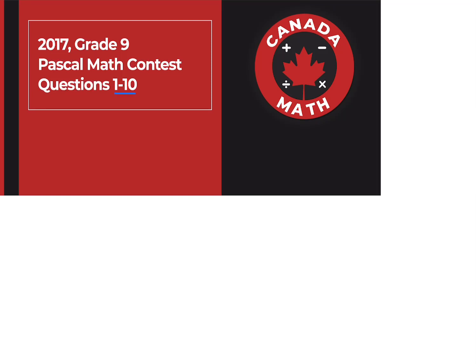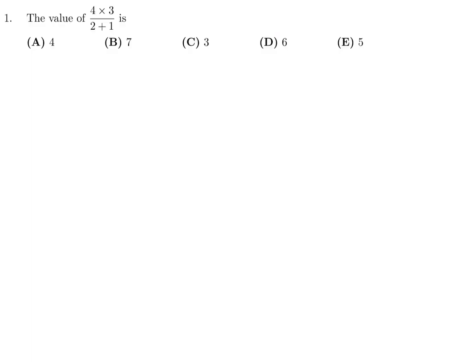Questions 1 through 10 on the 2017 Grade 9 Pascal Math Contest. The value of 4 times 3 over 2 plus 1: 4 times 3 is 12, 2 plus 1 is 3, 12 divided by 3 is 4. Number 1, therefore the answer is A.